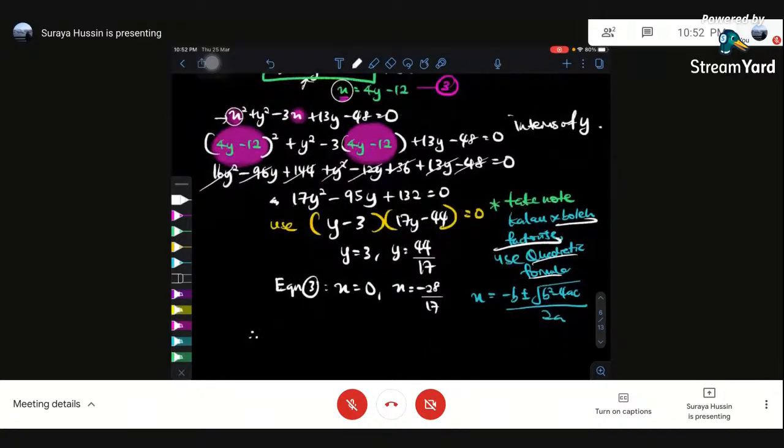Therefore, dia kata coordinate, betul tak? Dia kata find the POI. So the POI, the point of intersection are (0, 3) and (-28/17, 44/17).